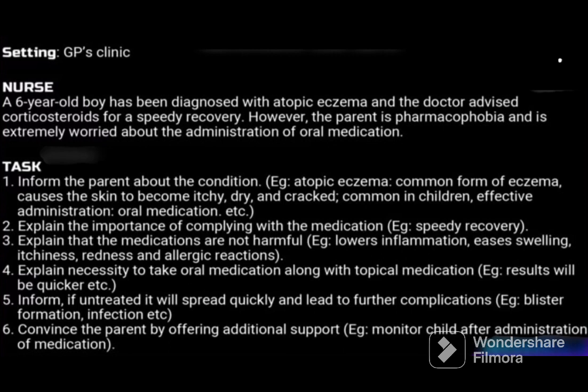So this is nothing but the parent having pharmacophobia. The parent is not willing to give this medication to his son, even though it is home medication, but we are convincing the parent to continue with the oral medication, and we are giving reassurance and support. So the explanation is, without this medication, the recovery will be very delayed. Like that, we have to explain more and convince the parent, and at the end, the parent has to be convinced. That's why we are giving additional support.